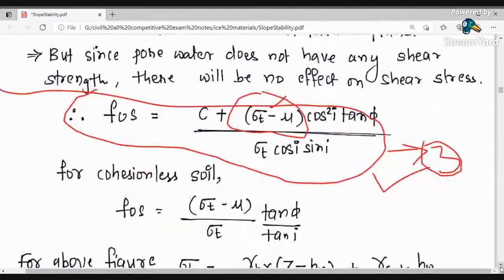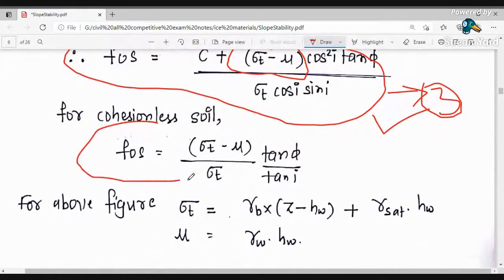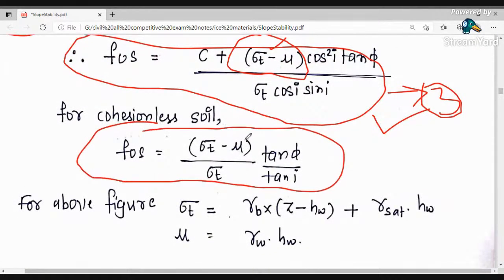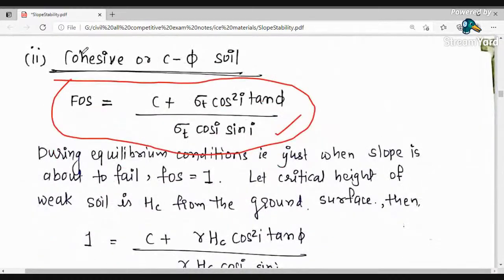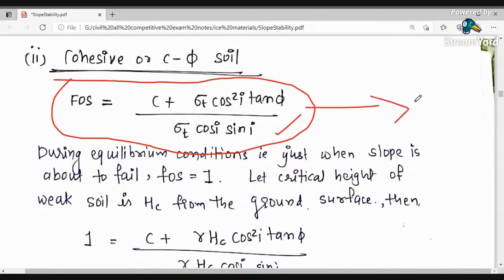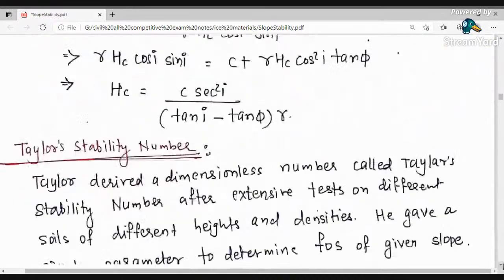Then you also have to remember this formula for cohesionless soil. If the water table comes into the picture, then sigma t minus u divided by sigma t, tan phi by tan i. This is equation number 4 you have to remember. Next, for c-phi soil, the factor of safety is this. You have to remember it as 5 for c-phi soil. Okay, these formulas are important.